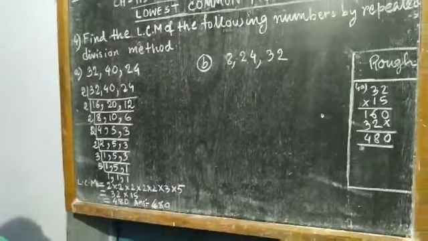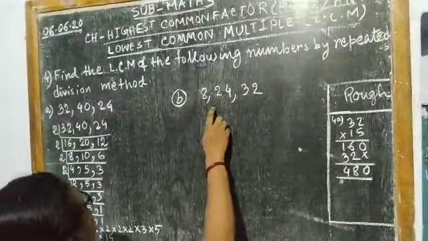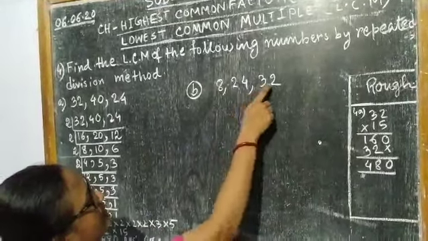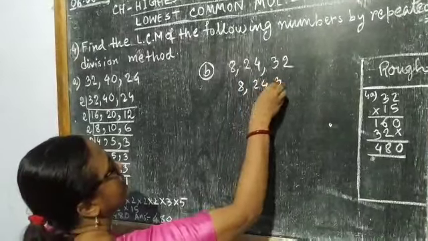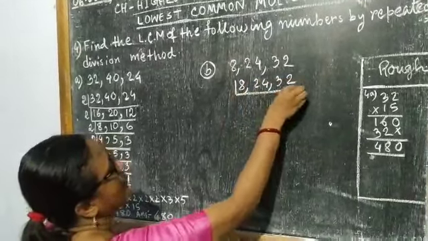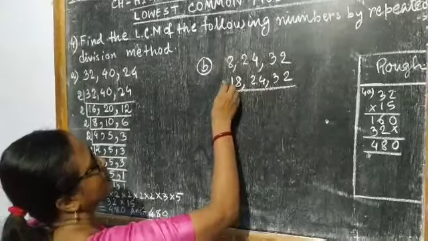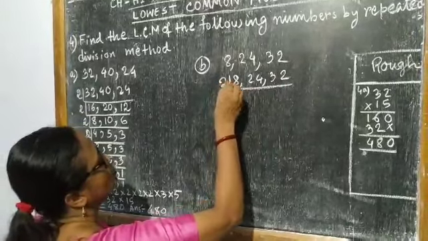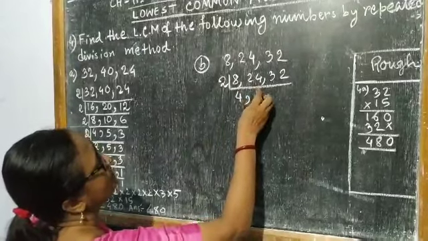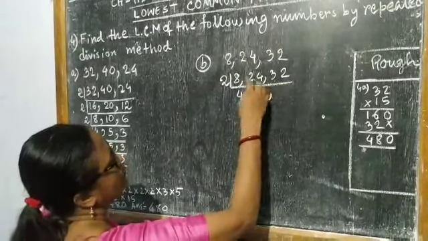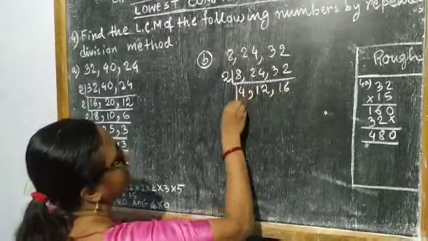Now let's do sum number B. You have to find out the LCM of 8, 24 and 32. So first you write down the sum. Now you see, children, divide the given numbers by the smallest prime number 2. 8 divided by 2, 4. 24 divided by 2, 12. 32 divided by 2, 16.